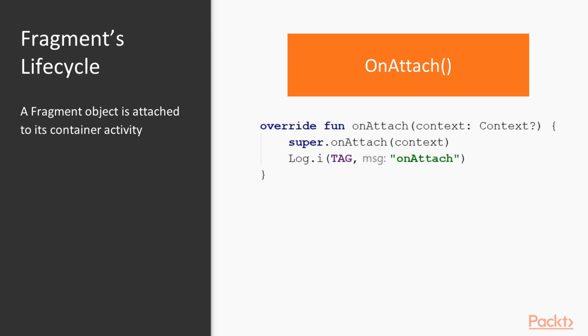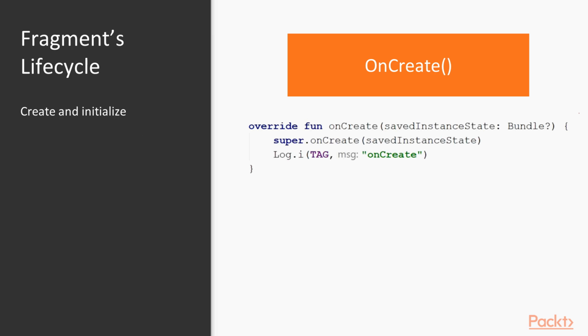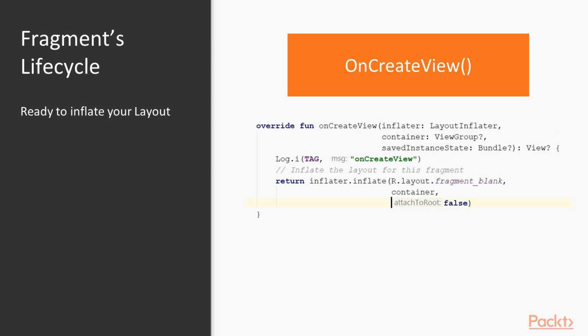Everything starts when you add a fragment. onAttach: this is where a fragment object is attached to its container activity. onCreate: after attach, it's time to create and initialize. The system calls this when creating the fragment. You should initialize essential components of the fragment that you want to retain when the fragment is paused or stopped, then resumed. onCreateView: to create and initialize all layout files.